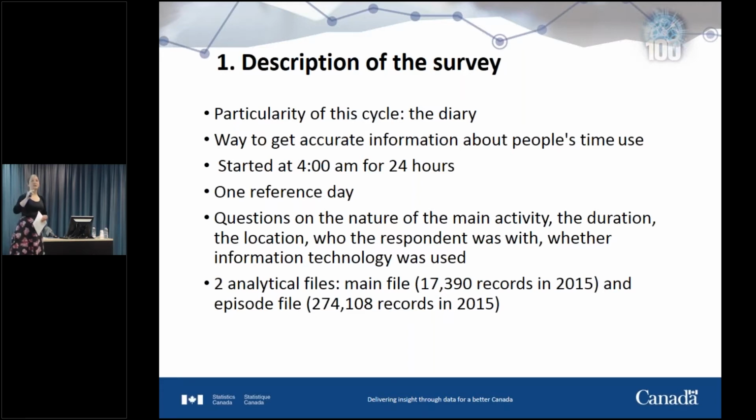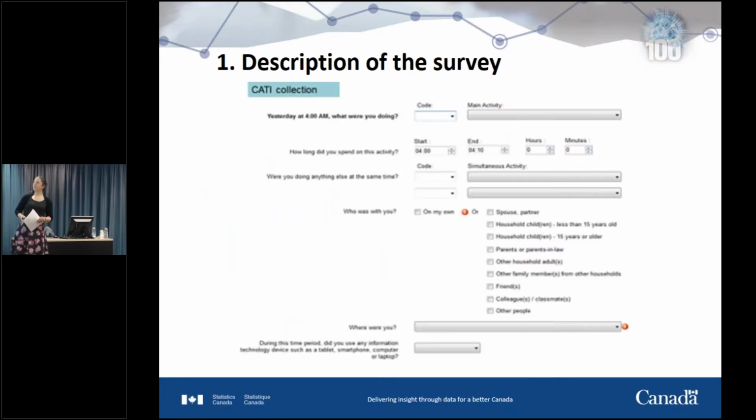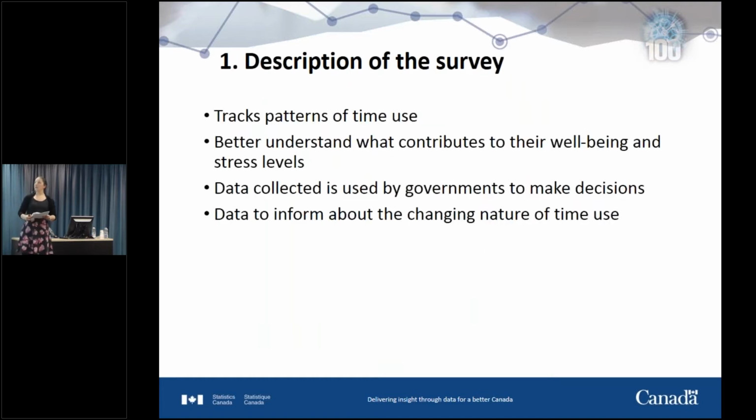So at the end, we get two different analytical files. We have the main file with one record by respondent, and we have the episode file where we have one record by activity reported by the respondent. This is a screenshot of how we were asking information in the diary. We're asking what was the activity, at what time it started and ended, the simultaneous activities, who the respondent was with and where he was.